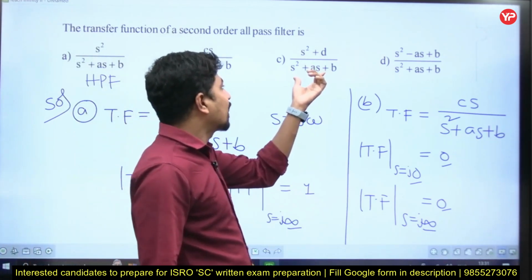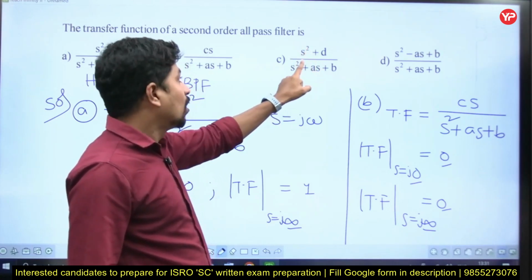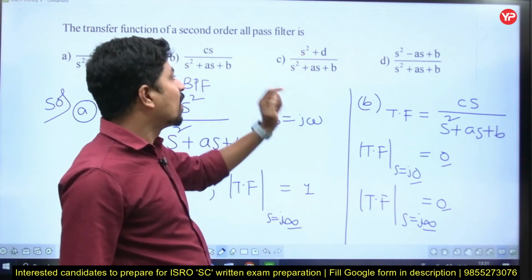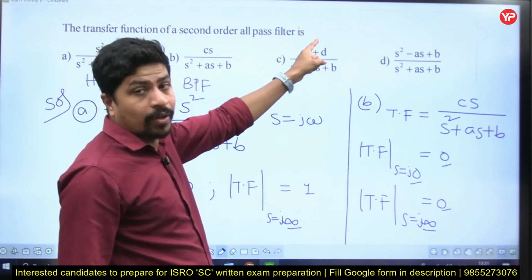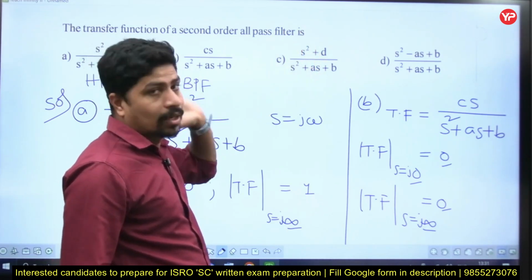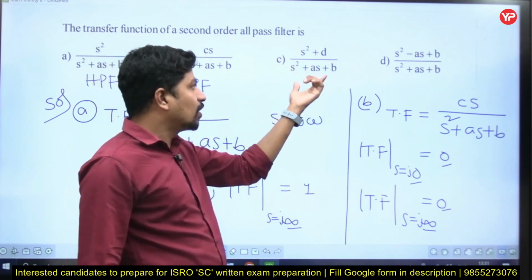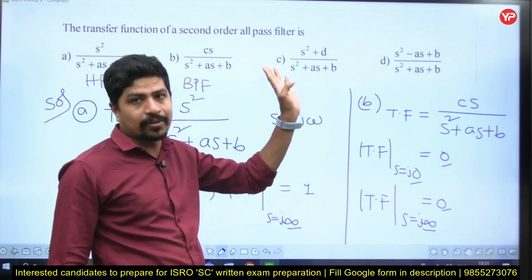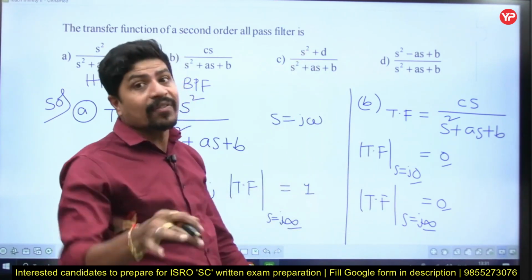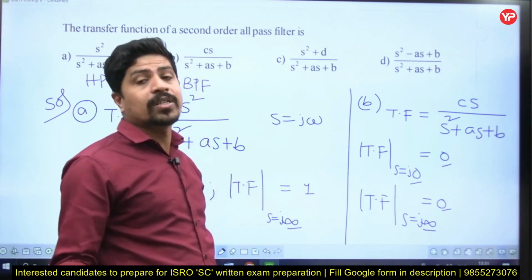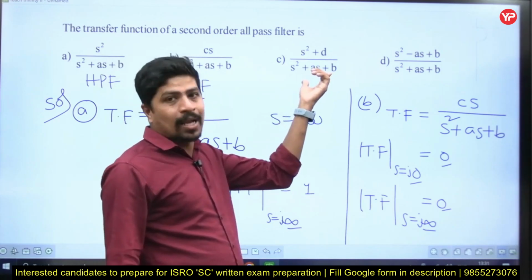For this option, for S equal to 0, I need not check. It is going to have a gain of d by b. For a high frequency, it is going to have a gain of 1. So in between you have to check. This is not an all pass filter. For low frequency, gain is d by b. Transfer function is also called the overall gain. This is not an all pass filter.